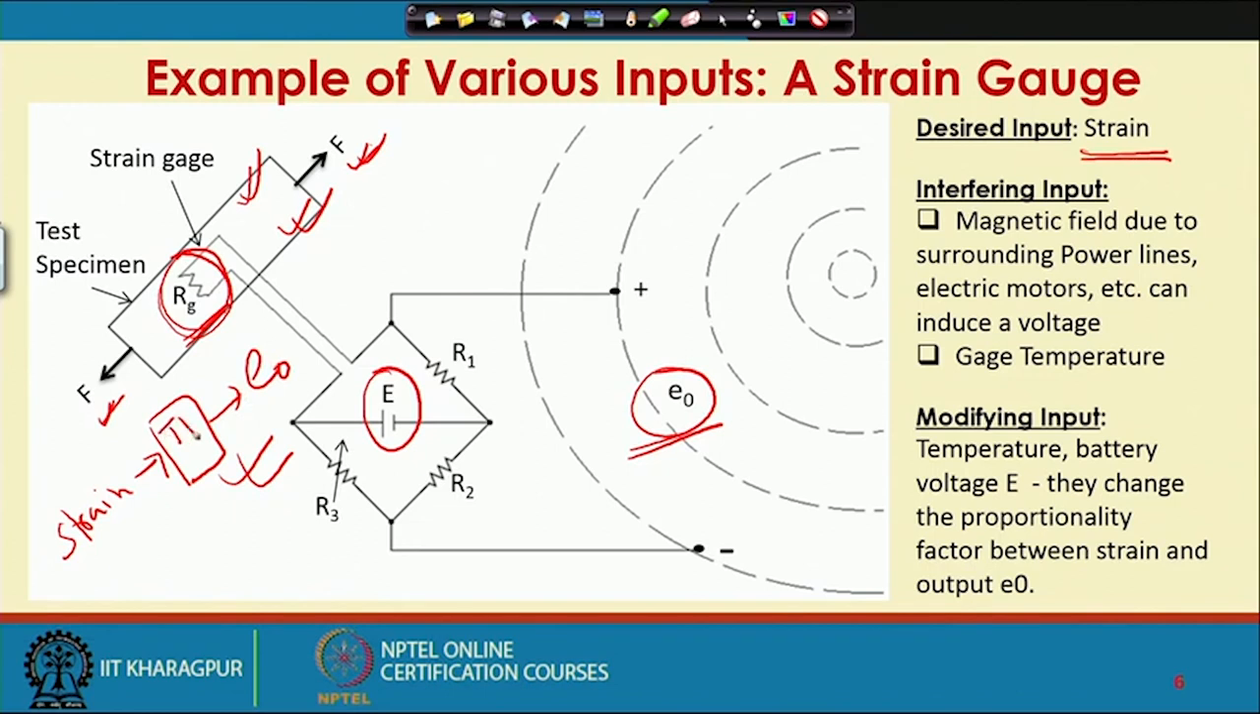So, if I say there is a transfer function for this instrument which relates strain and this output voltage, this transfer function will involve the battery voltage E as well as temperature. So, this may be an equation which will involve the battery voltage E and the temperature T. Any change in battery voltage, any change in temperature will also change E 0, the output of the strain gauge. So, the temperature and battery voltage are the modifying inputs here.